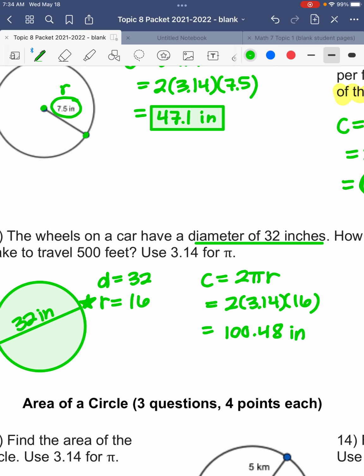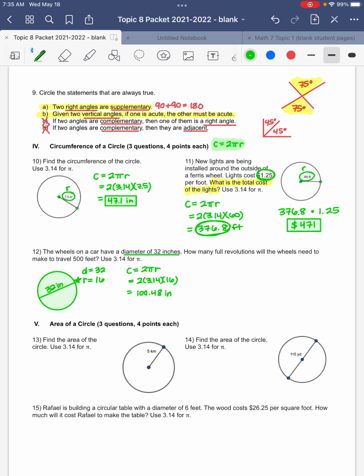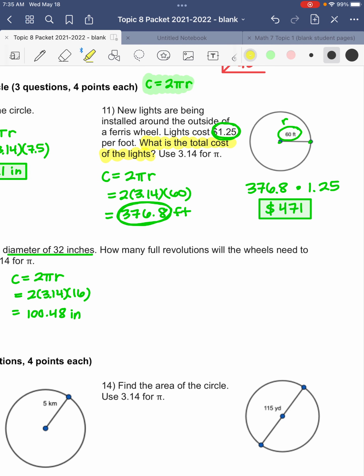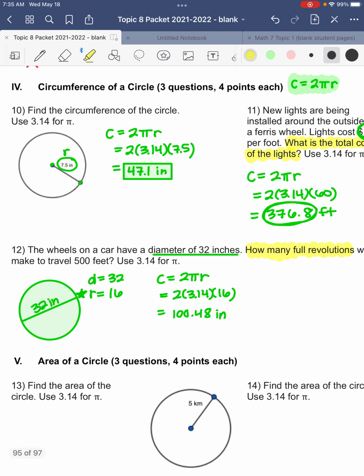Now, 100.48 inches, let's include our units. Now, that wasn't the question being asked. We weren't asked to find the circumference. We were asked how many full revolutions will the wheels need to make to travel 500 feet. Okay, so how many full revolutions? What that means is how many complete turns will the wheels make to travel 500 feet? Now notice, 500 feet is a whole different unit than inches, right? So let's go ahead and convert 500 feet to inches.